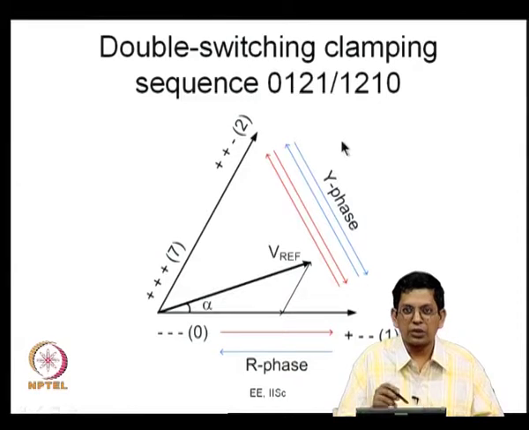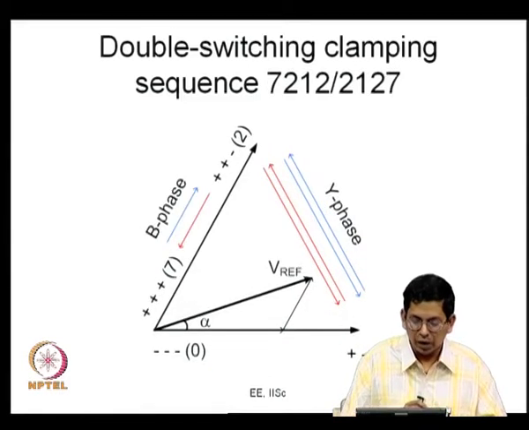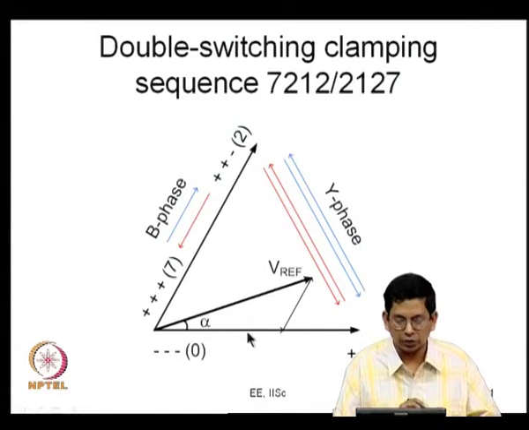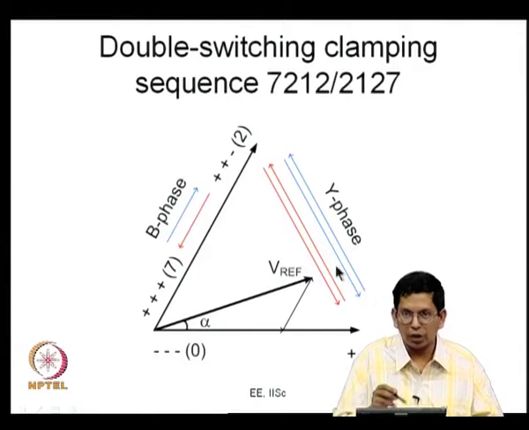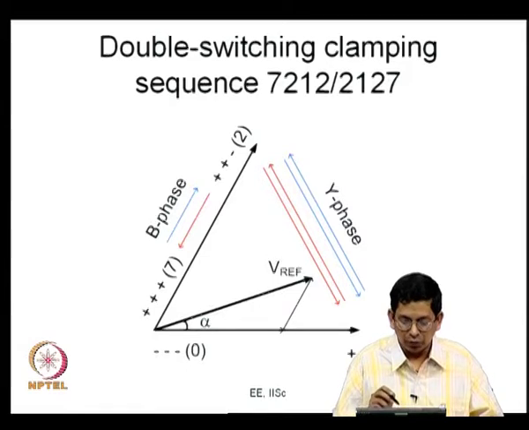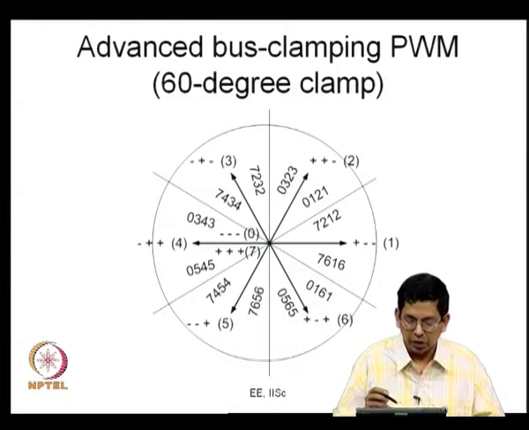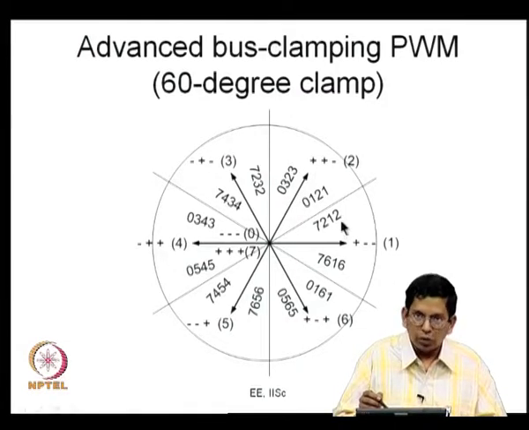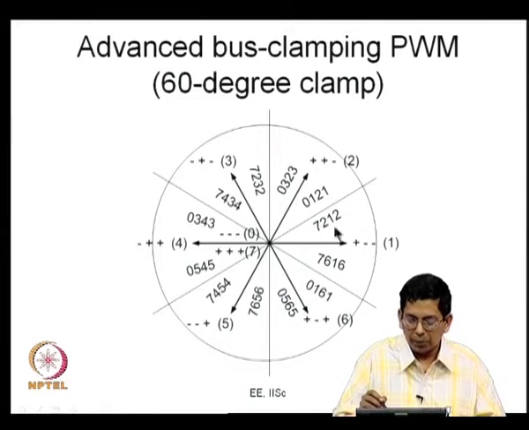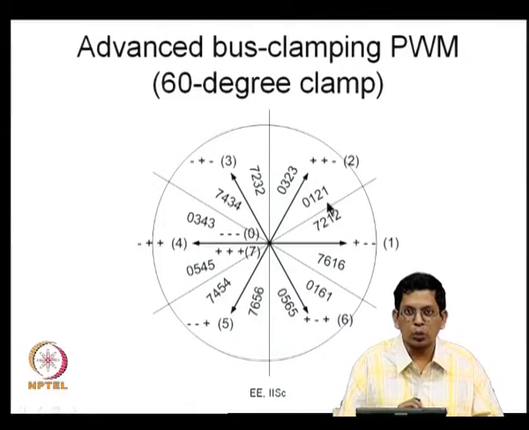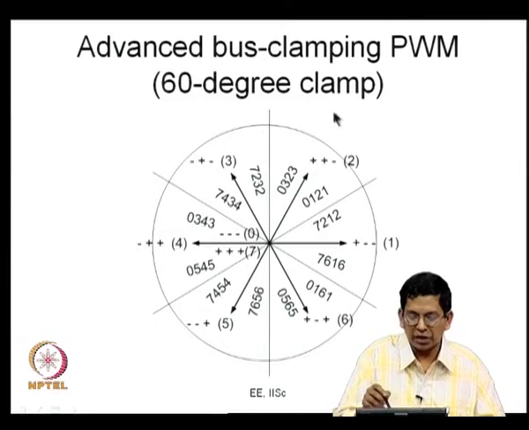This is one variety of double switching clamping sequence as I mentioned in previous classes, and this is another variety of double switching clamping sequence, which is 7 2 1 2, so you can do this. You start from 7 2 1 and 2. While taking a quick review of this, we are now basically focused on finding out what is going to be the DC bus utilization. Going from bus clamping to advanced bus clamping, in the so-called continual clamp you can replace 721 by 7212, or 012 by 0121, and this gives you advanced bus clamping or 60 degree clamp PWM.